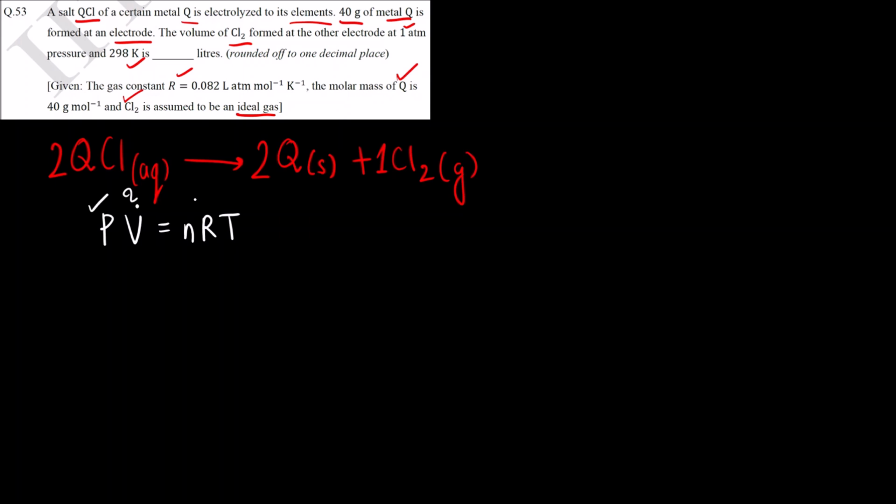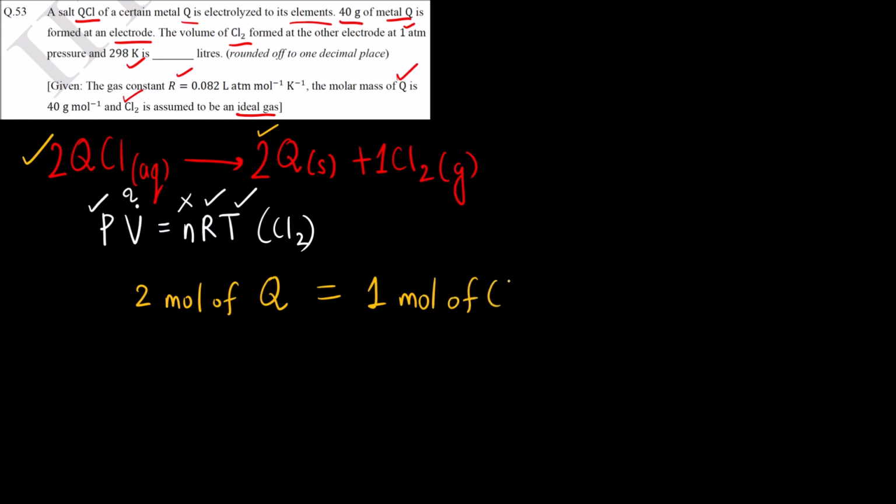What we have to calculate is the volume. For that, do we have pressure? Yes. Number of moles given? The answer is no. R is given and temperature is given. So how do you calculate the number of moles of Cl2? By using this equation. From this equation we can see that 2 moles of metal Q is formed and 1 mole of Cl2 gas is formed. We want the moles of Cl2, right? So for that we need moles of Q. Is moles of Q given? The answer is no.